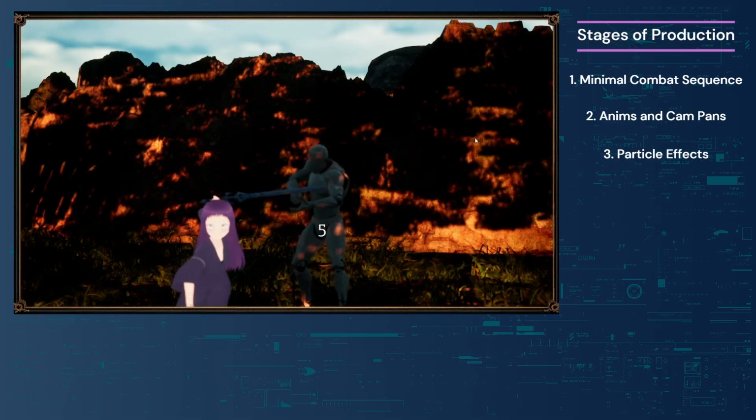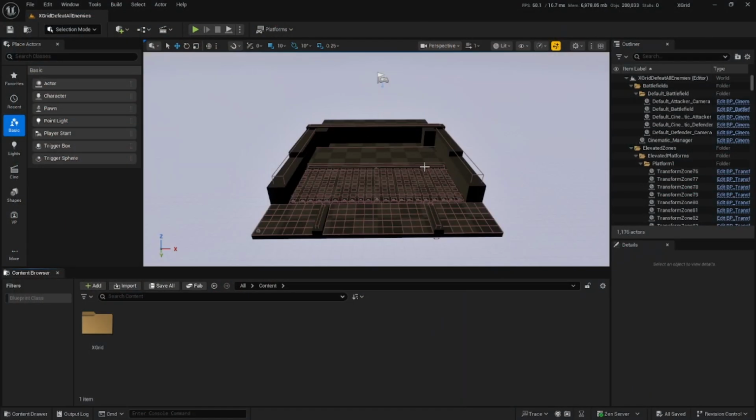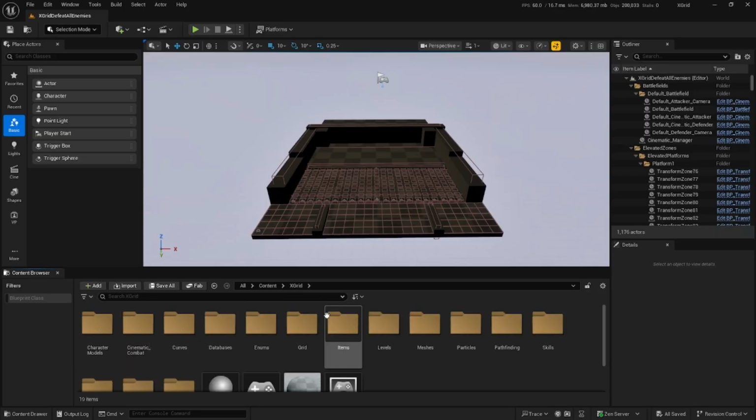Alright, so without further ado, let's go ahead and get into the code. Here I am in the default XGrid framework level, XGrid defeat all enemies, and the first thing we're going to need is a character to script our attack sequence for. For this example, we'll recreate one of the out-of-the-box character sequences from scratch, going over each section of the code as we write it. With that said, let's go to our character unit folder.